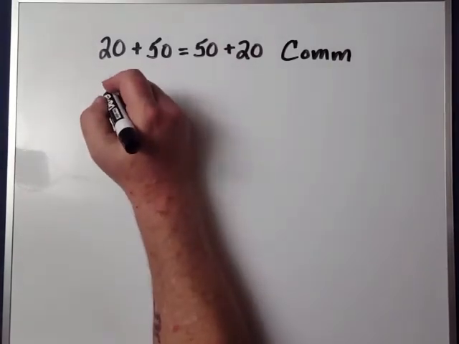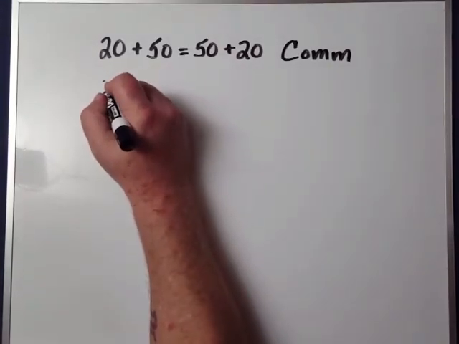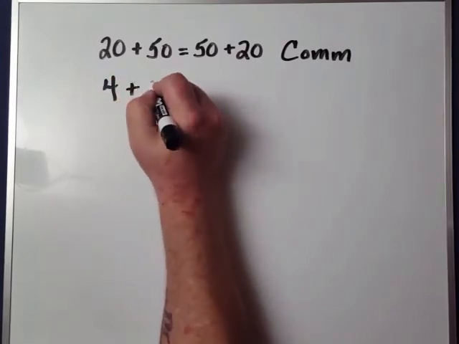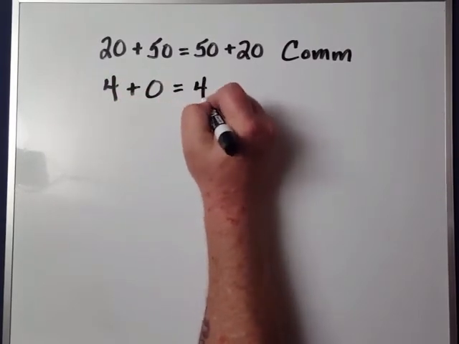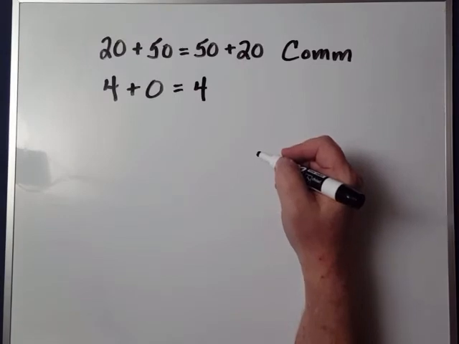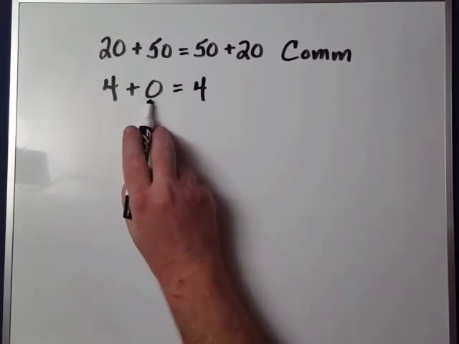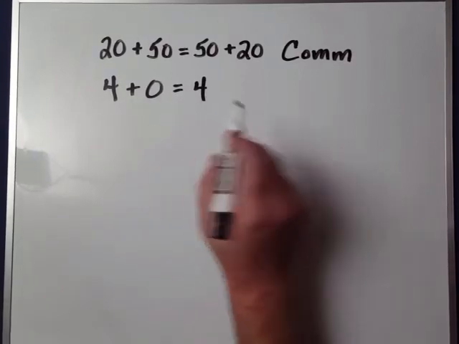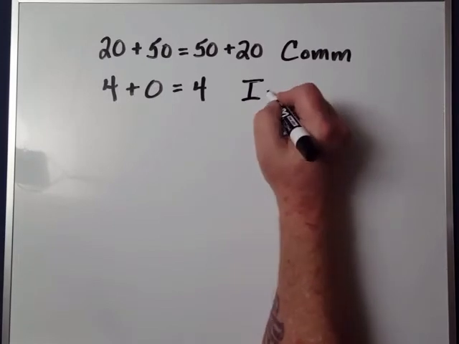All right. If I say 4 plus 0 is 4, what property has been illustrated? Well, we're adding the additive nothing, the additive identity, to a number, and that number remains the same. Its identity remains intact.